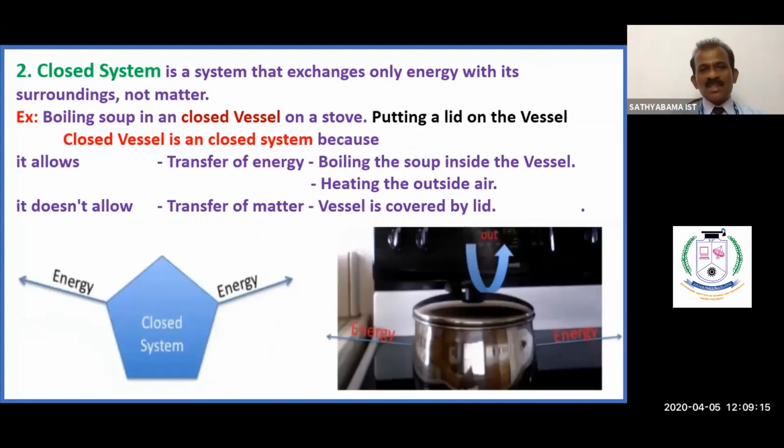Next, closed system. It is a system that exchanges only energy with its surroundings. So transfer of energy is only possible. Transfer of matter is not possible. Therefore, here the best example is a closed vessel. So we have to close the open vessel with a lid. Now we can't add or remove any food items. Therefore, transfer of matter is not possible.